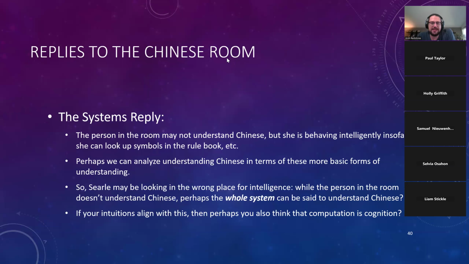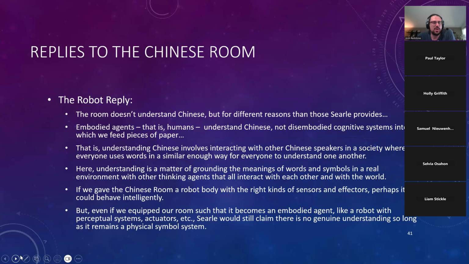That's the idea, right? You need to be in a world that you can sense and act within. And that's what grounds the meaning of symbols for us. But maybe the whole system understands Chinese. Or maybe the robot reply, right? The whole room doesn't understand Chinese, but embodied agents, and this is very much what I've been talking about, embodied agents understand Chinese, right?